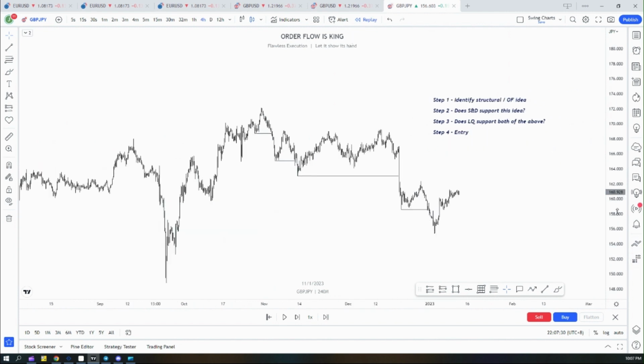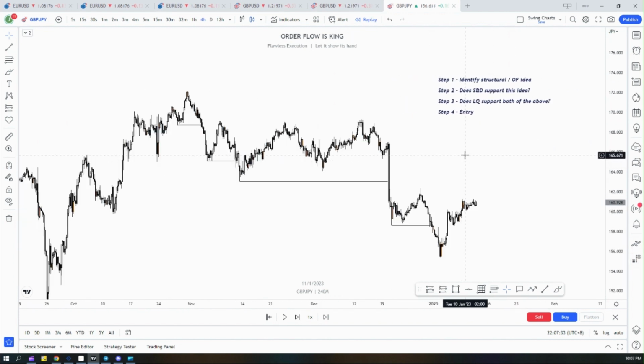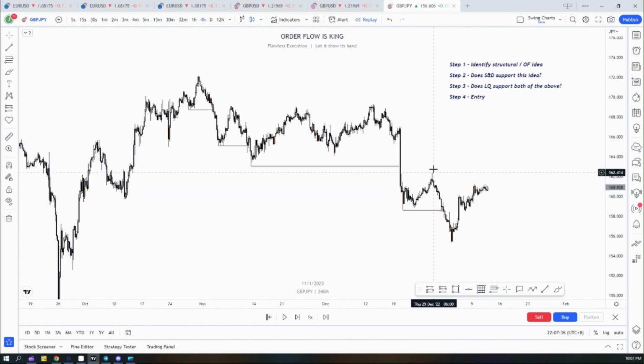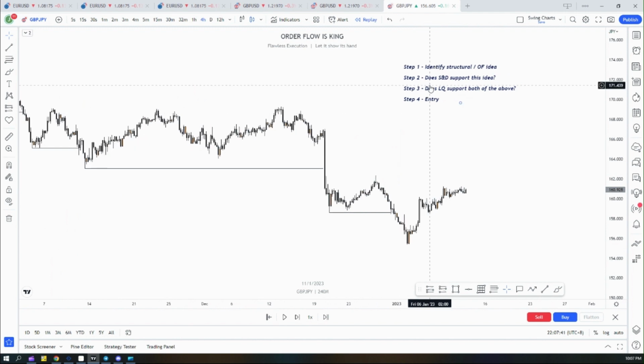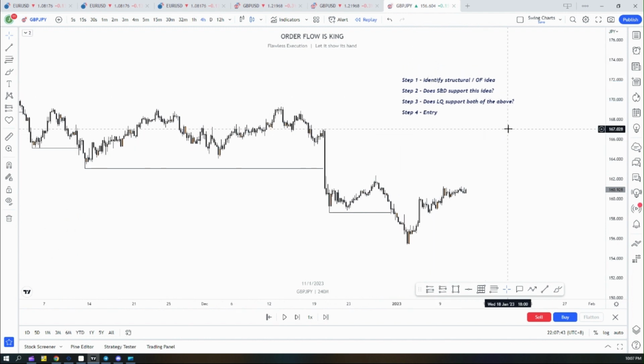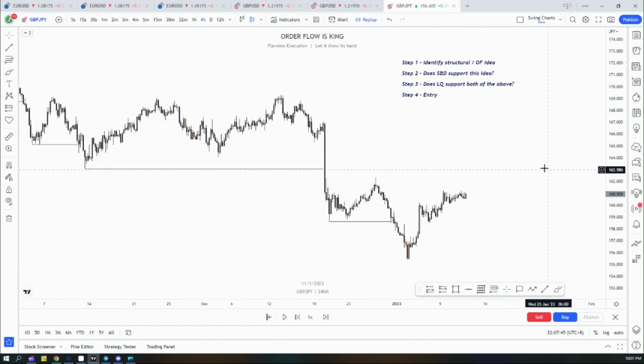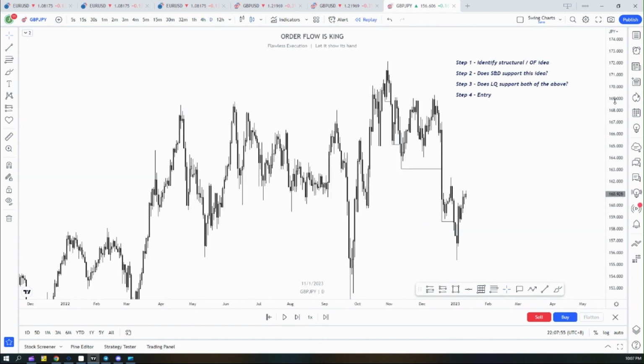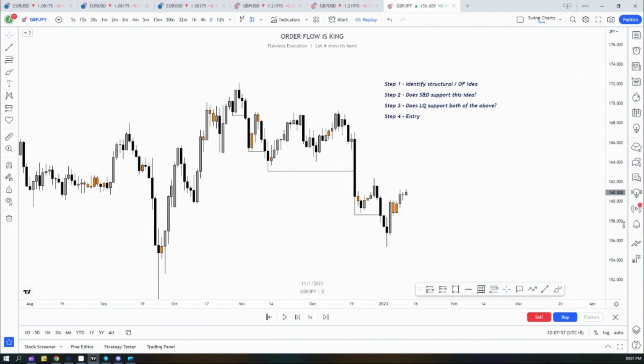So step one, identify our structural idea, order flow idea. Yes, we have that. We have a swing high, swing low, and we're expecting a sell. Okay, so does supply and demand support this idea? Do we have a clean supply level on this time frame? No, we don't. We have supply, yes, but is it clean? No. Okay, so let's go up a time frame and let's work this out.